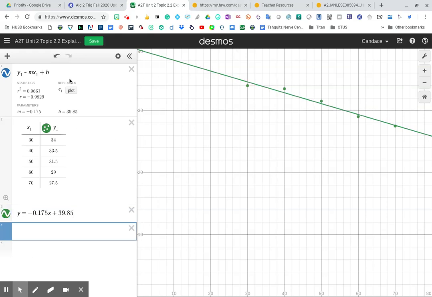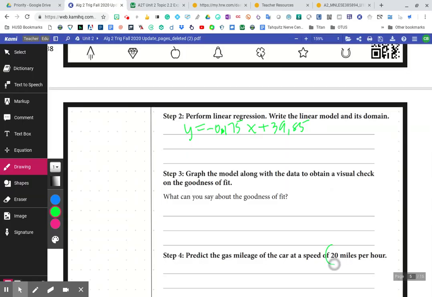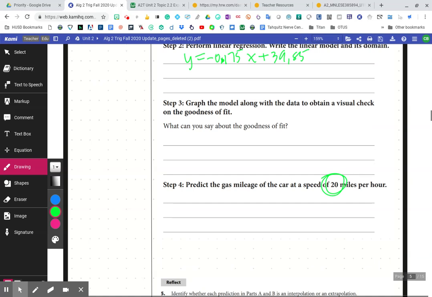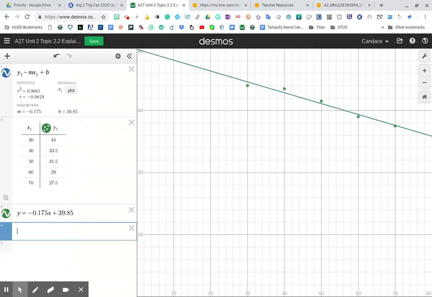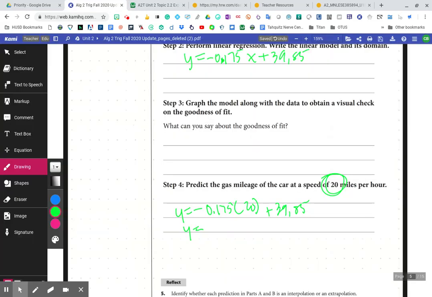All right. Now that we've checked that, we need to actually predict. Let's see, what did it want us to predict? 20 miles per hour. So we're going to basically plug a 20 into that equation. If I was going to show my work, I would say negative 0.175 times 20 plus 39.85. And let's go ahead and use Desmos to do our work for us. So we've got negative 0.175 times 20 plus 39.85. So 36.35.